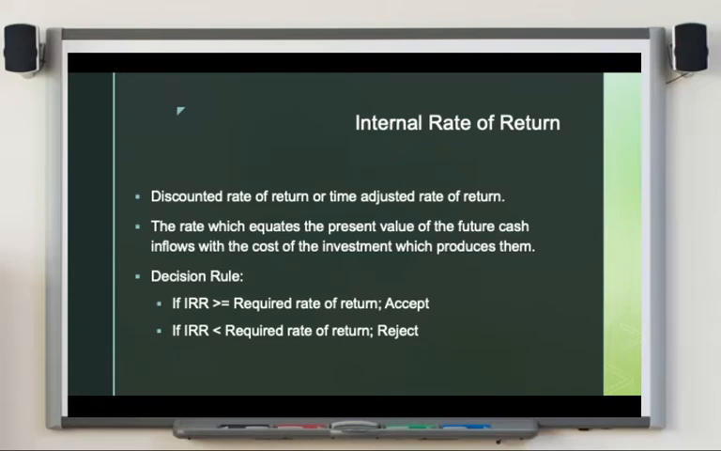Next is the internal rate of return, or they call it discounted rate of return or time adjusted rate of return. It is the rate which equates the present value of the future cash inflow with the cost of the investment which produces them. It is almost the same as accounting rate of return. However, for this one, we will be computing the percentage that will give us an annual cash inflow that is equivalent to the investment.